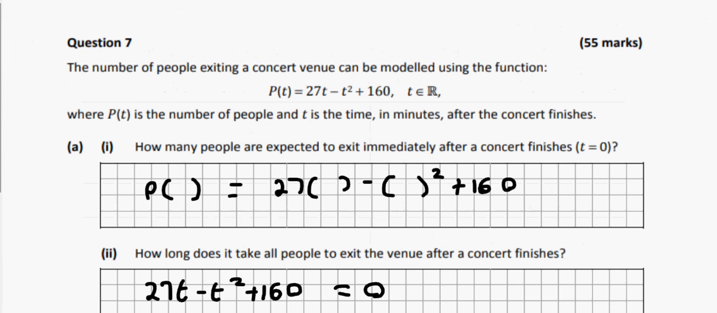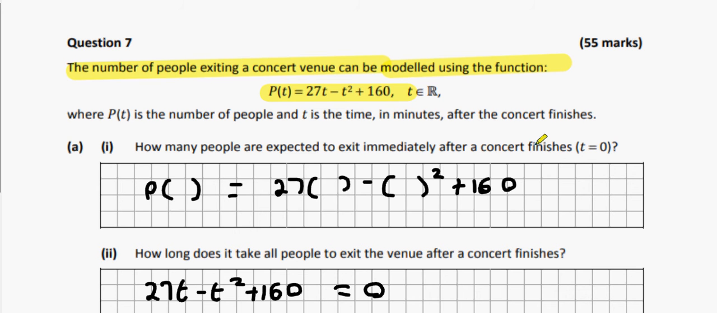All right. Read the description really slowly, okay? The number of people exiting a concert venue can be modeled using the following function. P(t) is the number of people and t is the time in minutes after the concert finishes. How many people are expected to exit immediately after t equals 0?